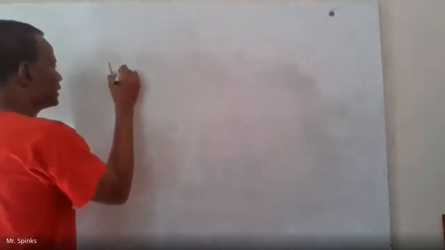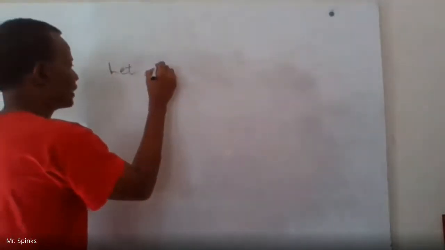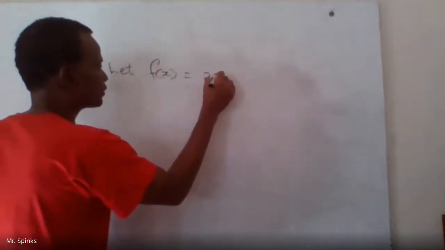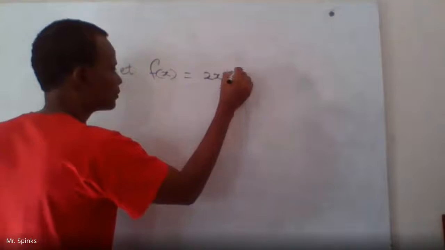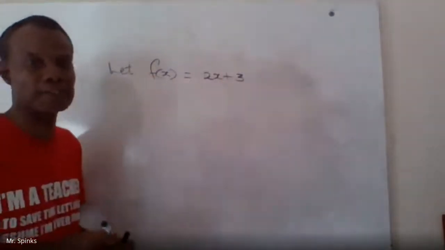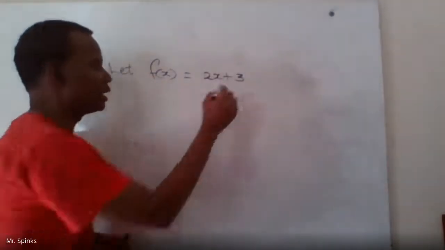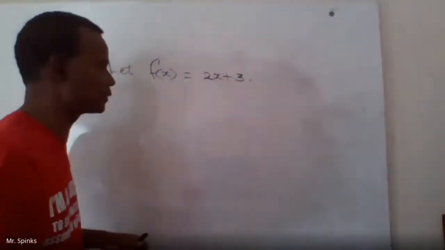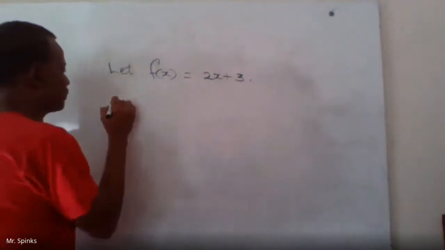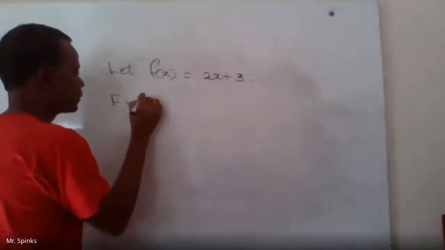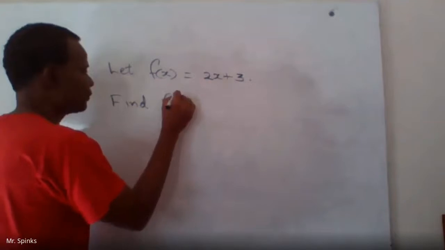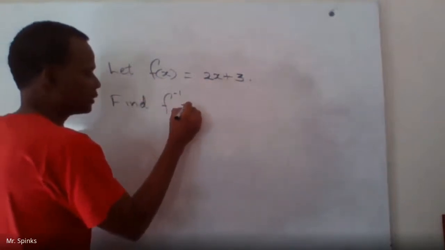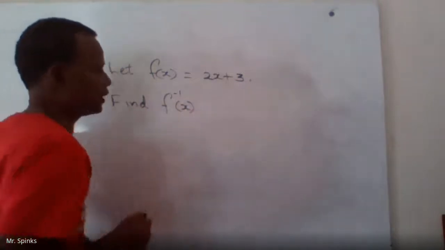Okay, I'm going to write let f of x be equal to 2x plus 3. So f of x is equal to 2x plus 3. And we know that CXC loves to ask you to find the inverse. So let's suppose that we have to find, and the inverse is written f with a -1 as a superscript, of x. To find f inverse of x.